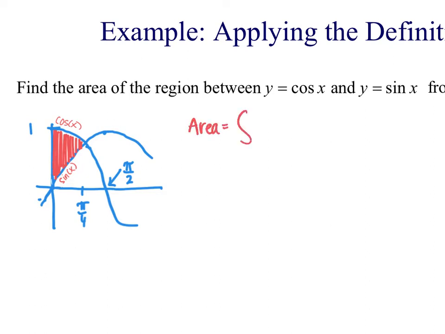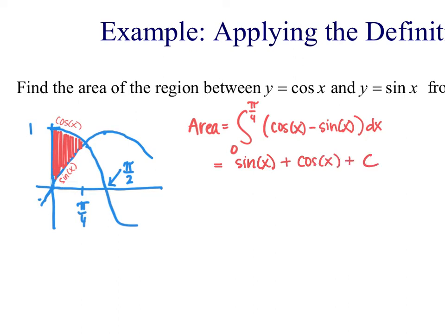The area is from 0 to pi fourths where they intersect each other. The upper curve is the cosine of x minus the lower boundary, which is the sine of x, and everything is moving from left to right along the x-axis. So we'll use basic antiderivatives to find the actual area. The sine of x plus the cosine of x plus c, going from 0 to pi fourths.